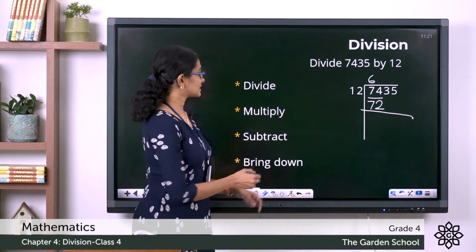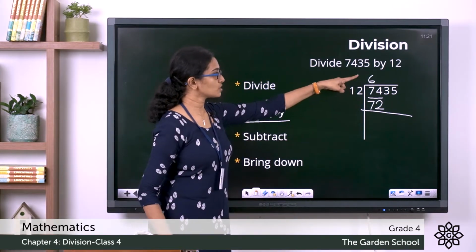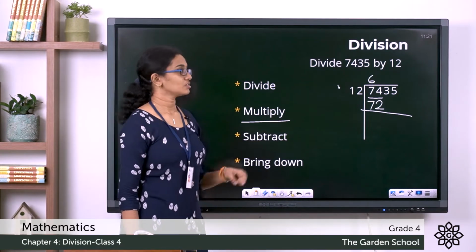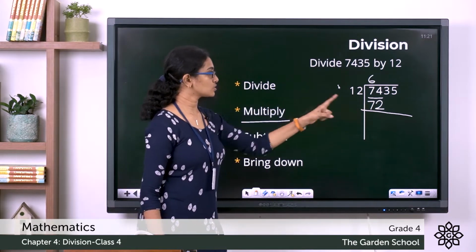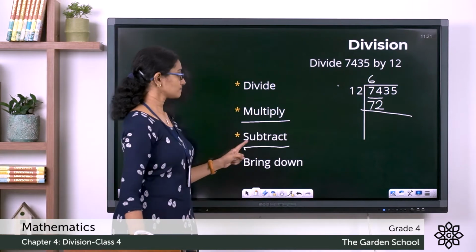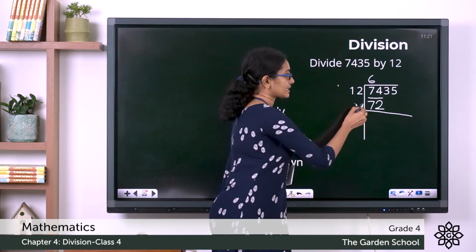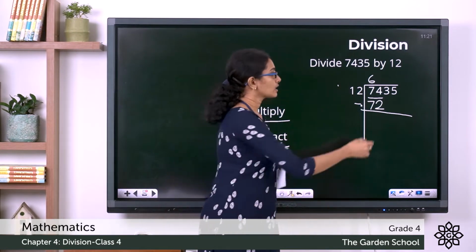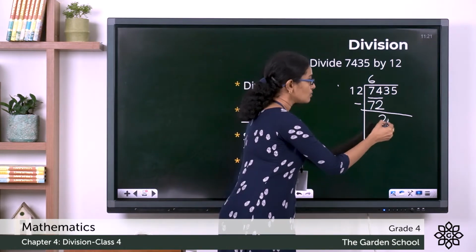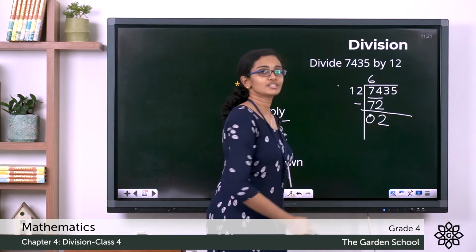Now, what is the next step? We have to multiply the quotient and the divisor. So, what is 12 into 6? It is 72, and the next step is subtracting. Subtracting 74 and 72 gives you what? 4 minus 2, it is 2. 7 minus 7, it is 0.